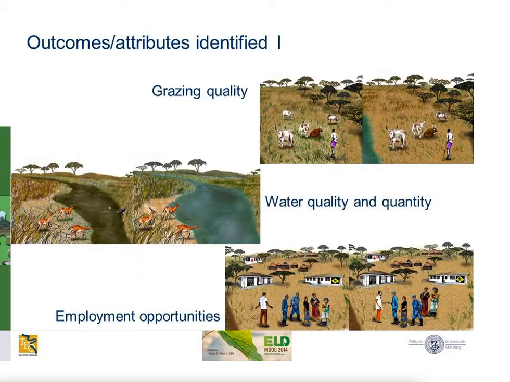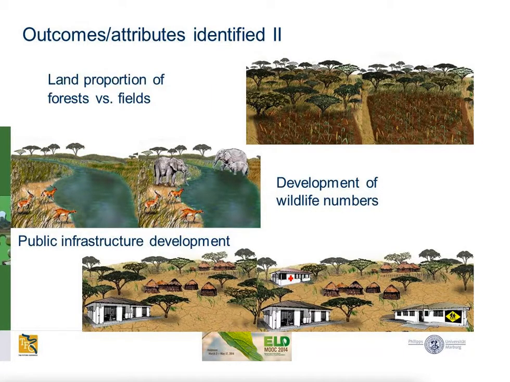And in our case, these are changes with regard to the grazing quality, then changes with regard to water quality and quantity, with regard to employment opportunities, then the proportion of land which is used as forest compared to the land which is used as fields, then development of wildlife numbers, and public infrastructure development in terms of schools and clinics.